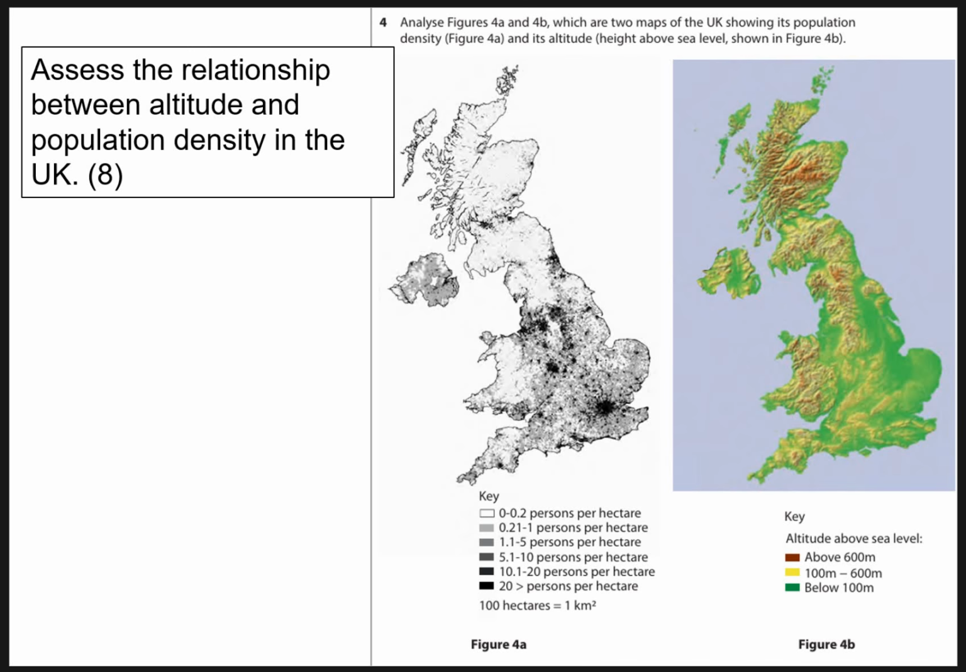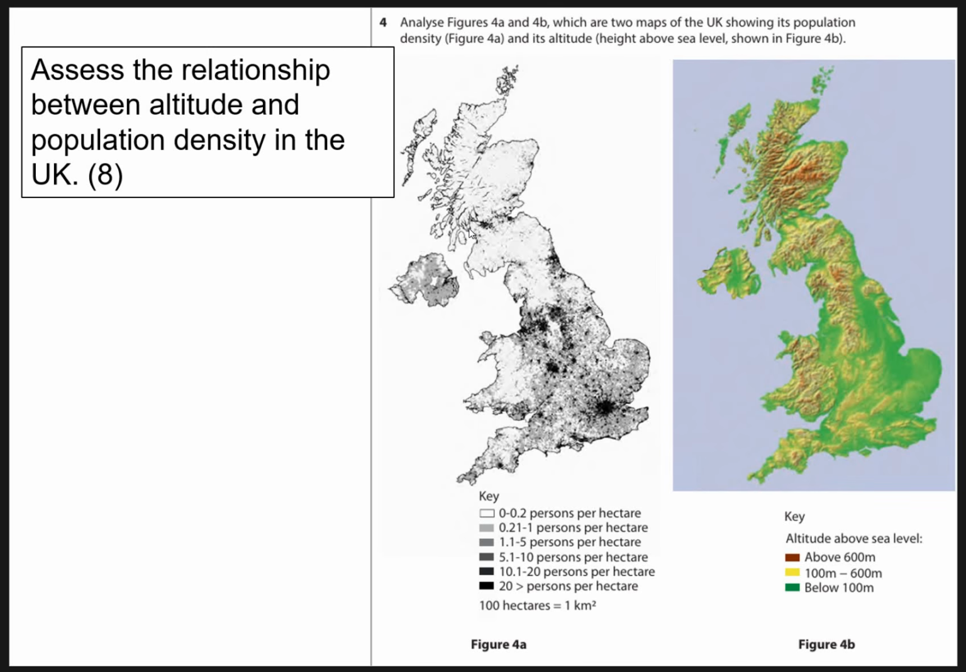Quite tricky really, but the overall relationship is that areas of high altitude, which we can see here, have low population density, while areas of lower altitude in the south and southeast tend to have high population density. If you look at the Scottish Highlands, Wales and the Pennines, these are all areas of high altitude, as you can see on figure B. When we compare these locations to figure 4A on the left hand side, they generally have low population densities.